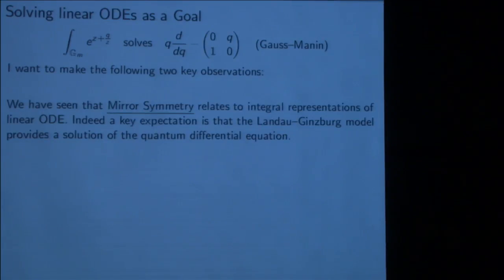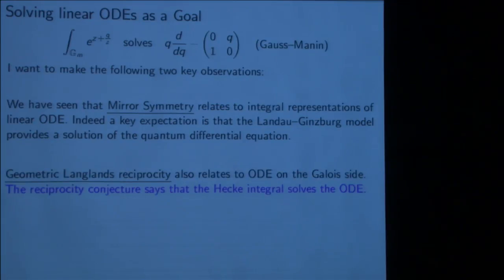And yeah, so one observation is that that's the output of this mirror expectation. Yeah, and the other observation is that it's also an output of Langlands reciprocity. So in fact, the reciprocity conjecture says that essentially you can solve any linear ODE by a Rankin integral. That's one informal way to state it. But it's not far from true. And with some work, you can make it a theorem, for instance.